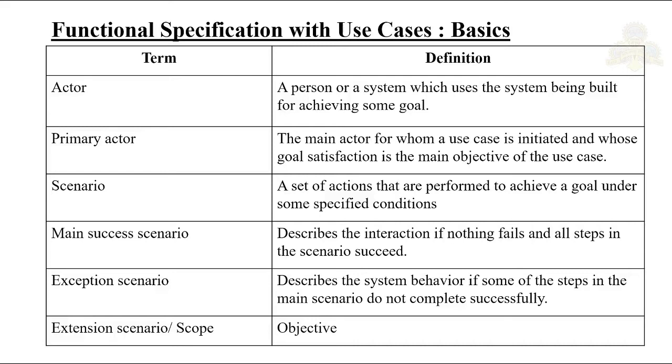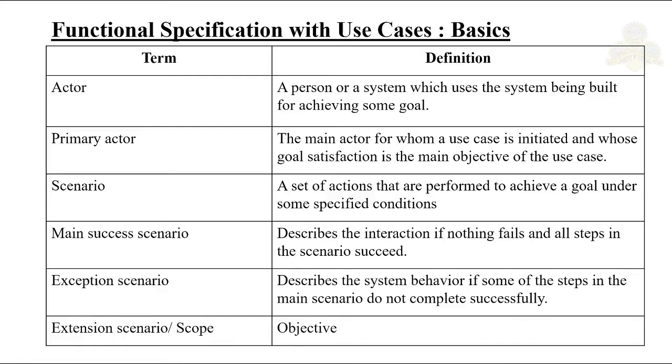It is a logical entity that represents a group of users. It can be an individual user or a group of users, or it can also be a system that behaves in a similar manner. Different actors represent different groups with different goals, so it is better to have a sender and a receiver actor rather than a generic user for a system. Next, we have the primary actor. The primary actor is the main actor who initiates a use case for achieving a goal, and whose goal satisfaction is the main objective of the use case.